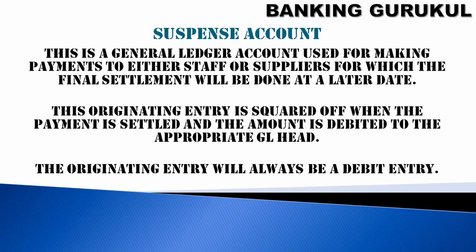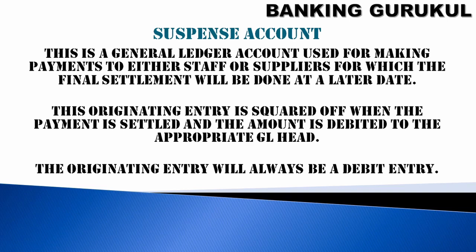In branches, what happens? Some expenditure is there, but it will not be finalized on the current date. It will be finalized on a future date. For example, a customer met with an accident and is going for an operation, and we don't know what the final bill will be.